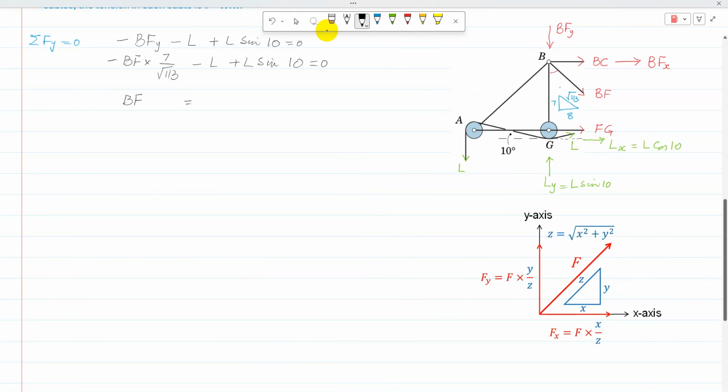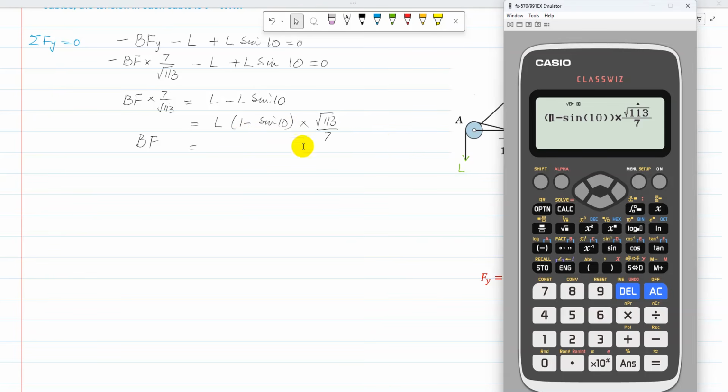Then I can find BF simply. Taking it to the other side, it becomes L minus L sine 10 degrees, and taking L as a common factor, it will be 1 minus sine 10, and BF is multiplied by 7 over root 113. So it goes to the other side and becomes root 113 over 7. Now after substituting everything in the calculator, the answer is 1.254.